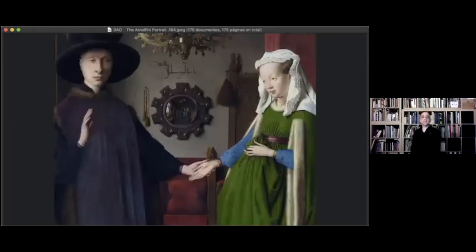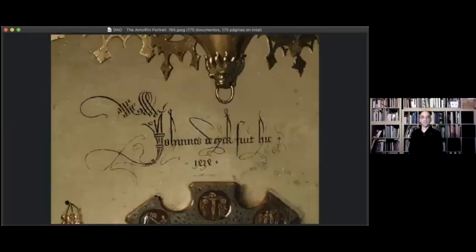Now, there are things that we can know in depth, such as changes in the drawing, but there are things that we cannot know at all. Let's look at this. Above the mirror is a very elaborate Latin inscription. You can see all this ornamental calligraphy, and it says "Johannes de Eyck fuit hic," which means Johannes van Eyck was here. And he did it prominently in the center of this painting.